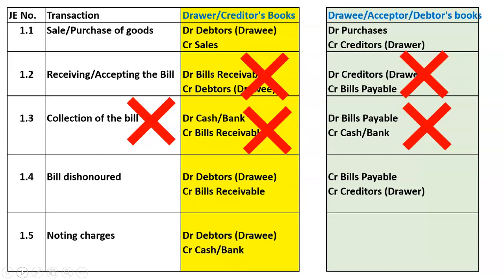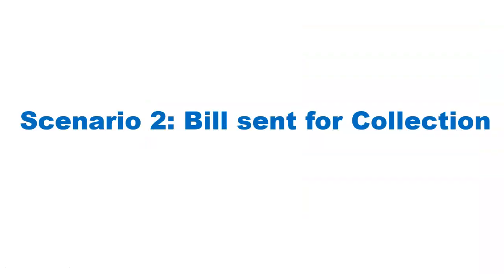The drawee is liable to pay or reimburse noting charges to the drawer. It is an expense for him, so he will debit his expense, namely noting charges. Since he is not paying these charges immediately, he will record it as a liability, namely creditor, and settle it in future. Scenario 2. Bill sent for collection.